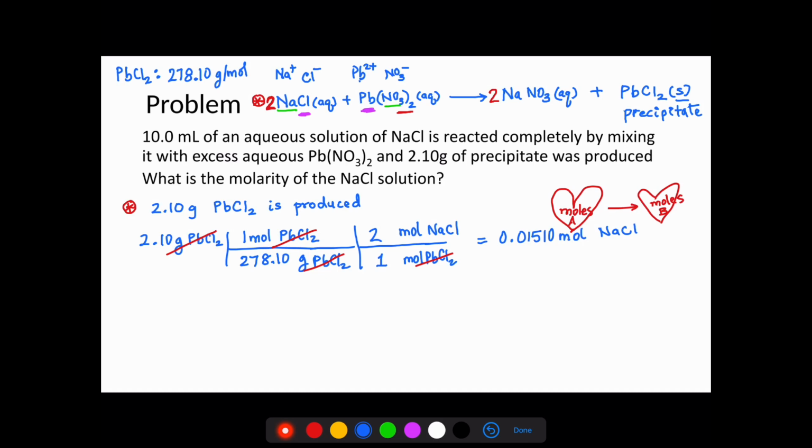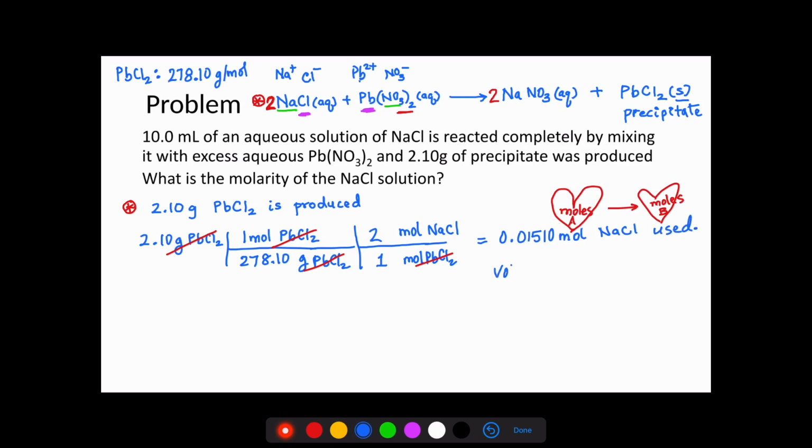And once you have moles of sodium chloride, these moles should have been in the 10 milliliters. These should have been all the moles in the 10 milliliters. As you can see, you're reacting the sodium chloride completely. That means you have reacted all of these moles, and all these moles are present in the 10 milliliters that you used. Let me put the word used so that may make it more clear to you. 2 grams of lead chloride produced means 0.0150 moles of sodium chloride was used. So that's the moles used.